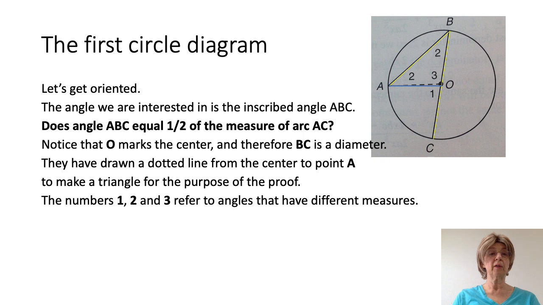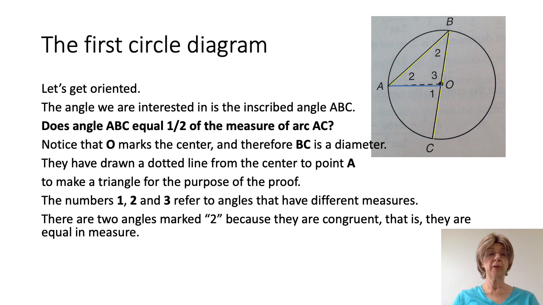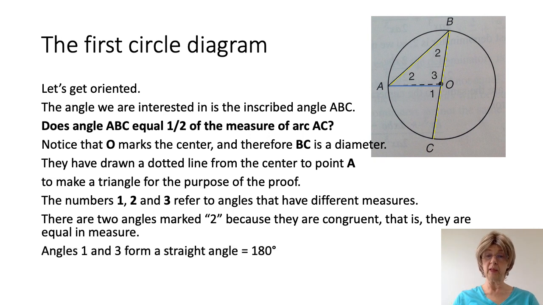The numbers 1, 2, and 3 refer to angles that have different measures. There are two angles marked 2 because they are congruent. That is, they are equal in measure. Angles 1 and 3 form a straight angle, which equals 180 degrees.